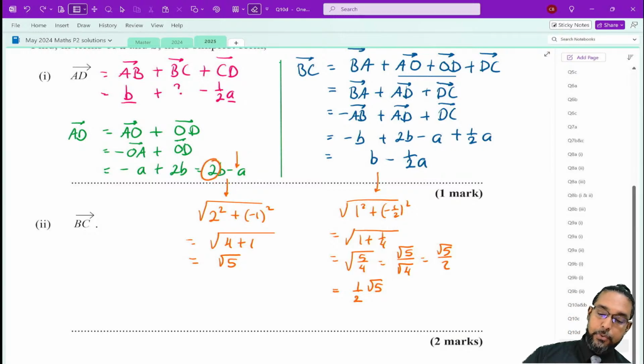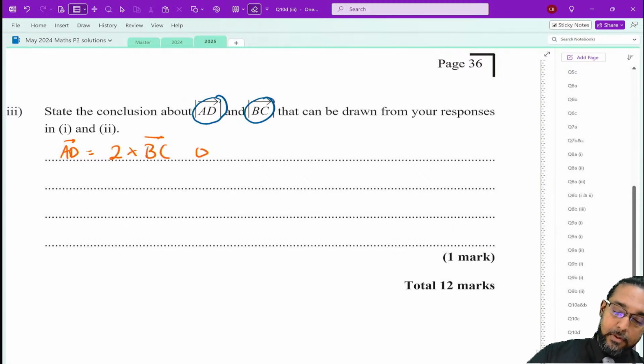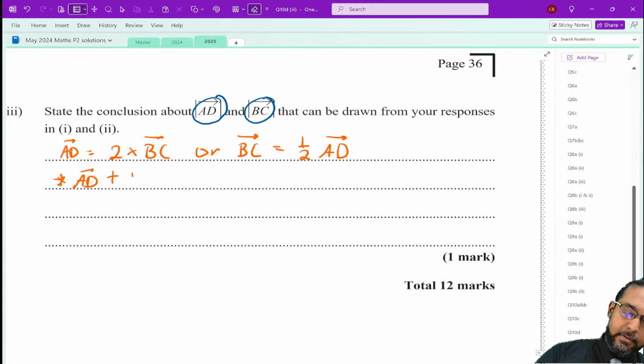If you look at it, 2 is 2 times 1, and there's a 1 here, and 1 is 2 times a half. It's actually minus 1. So we could conclude very easily that AD is equal to 2 times BC, or BC is equal to a half of AD. And you could also say that AD and BC are parallel.